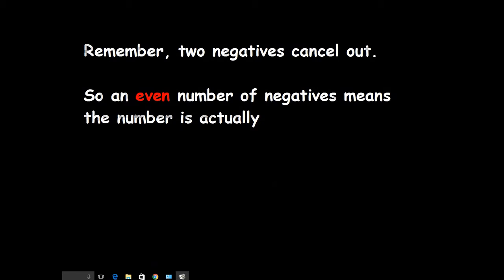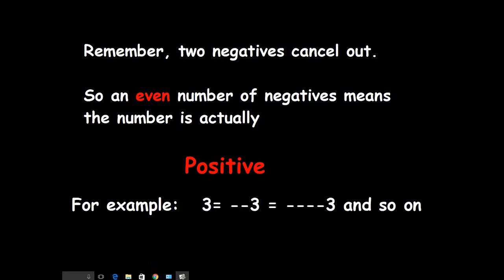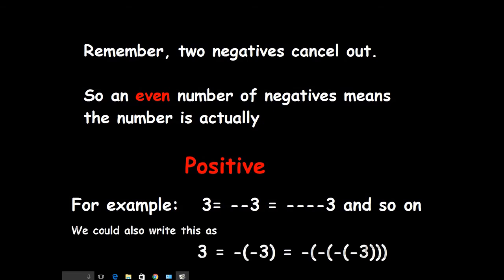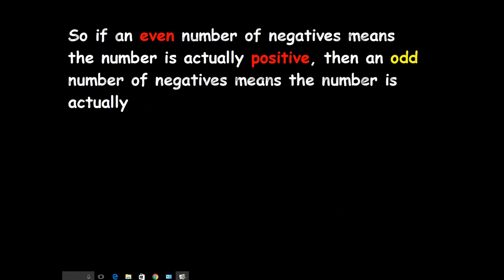So an even number of negatives means the number is actually what? It's positive, because they cancel out. So 3 is the same as -(-3), two negatives, or -(-(-(-3))), four negatives, and so on. We could also write this by putting in some parentheses between all the negatives to make it a little easier to see, easier to count all those negatives out and make sure there's an even number.